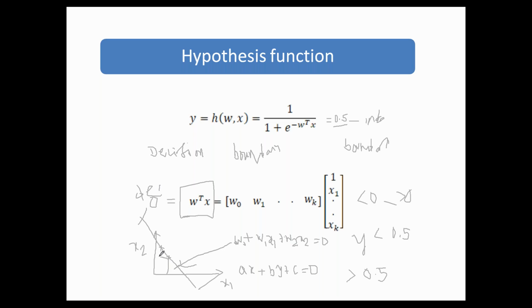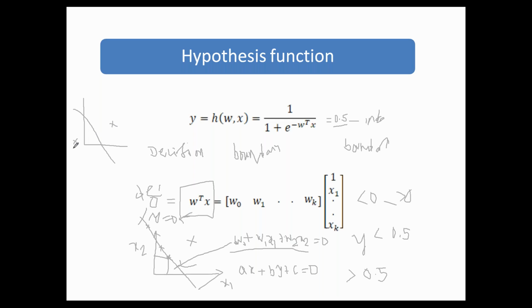So when x1 is this much and x2 is this much, that point lies here, and any point on this line will give this equation as 0, so output as 0.5. So any point on this line will have y equal to 0.5. We cannot say whether it is class 1 or class 2. Suppose this is the line. One point is on this side, and one point is on the other side.